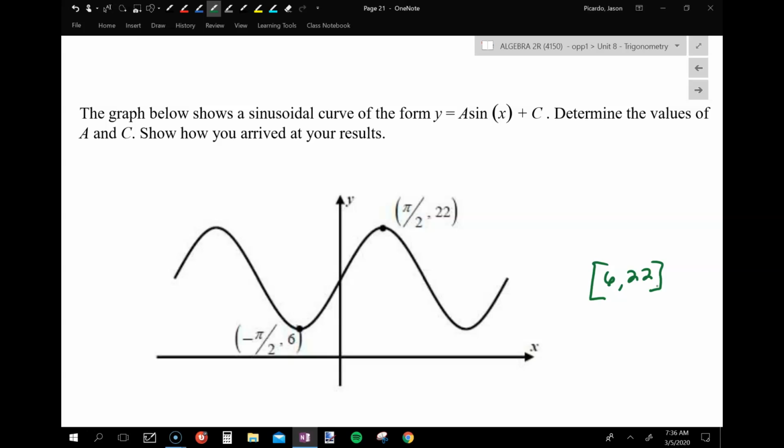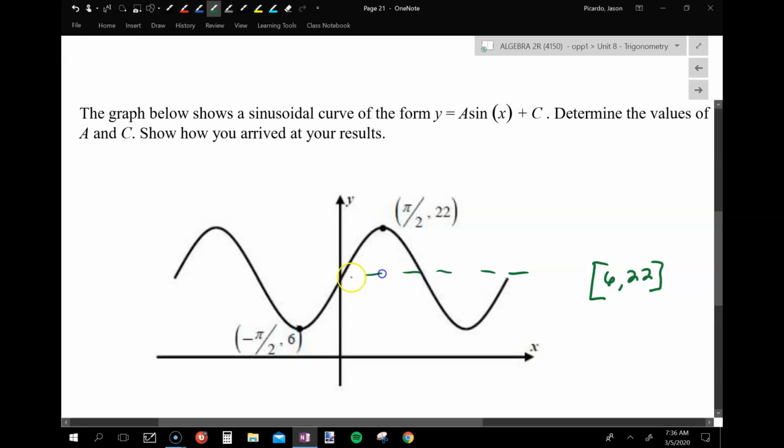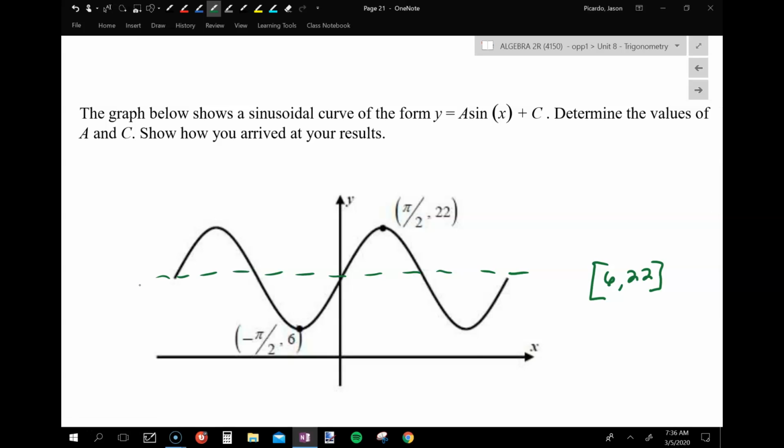What else might be interesting to know about this curve besides the range? Midline. How do I find that midline? You're right. That midline, it would be like right here, right? How do I find that? What is that?